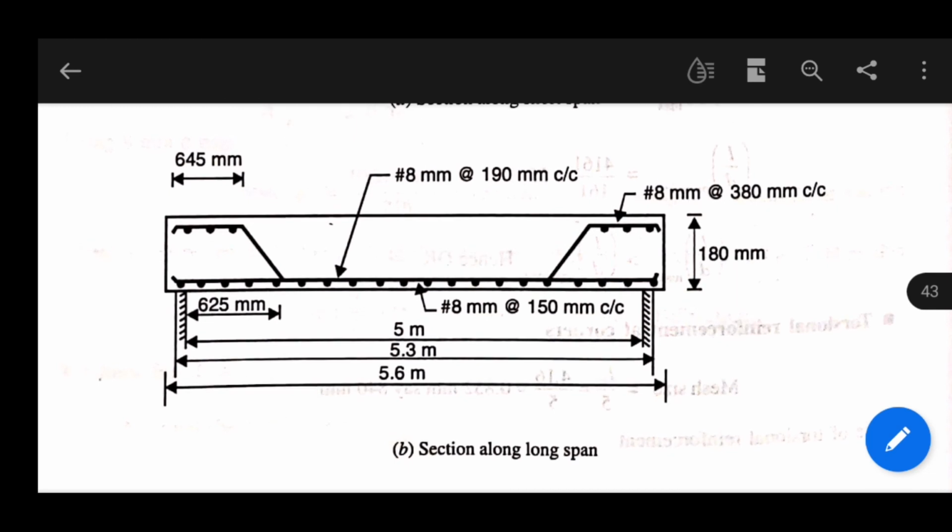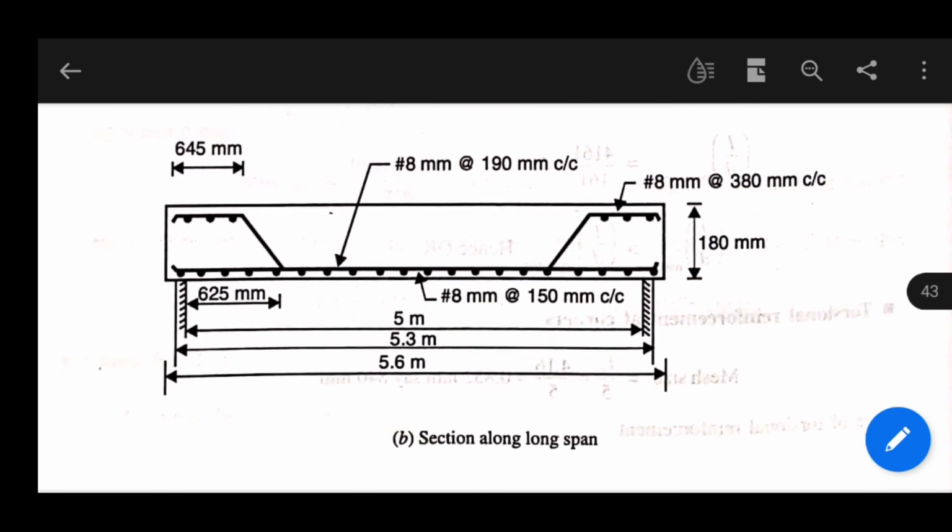Now the next drawing is along the long span. The span length changes as per our question and as per our calculation. So this is the length and distance of the bent up bar, lower portion and upper portion. Okay, so this is the drawing.